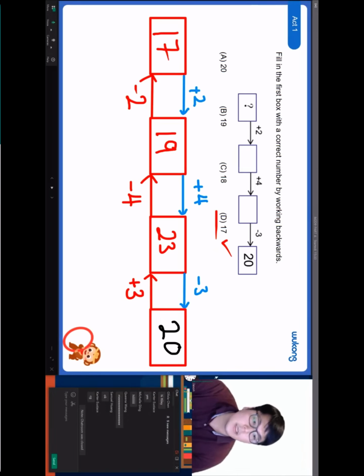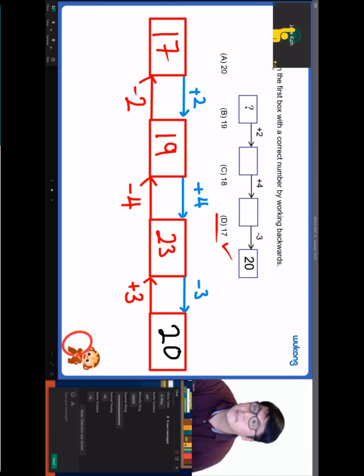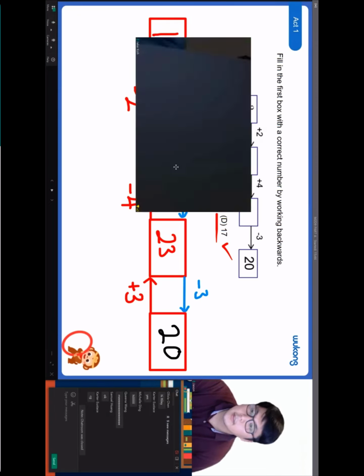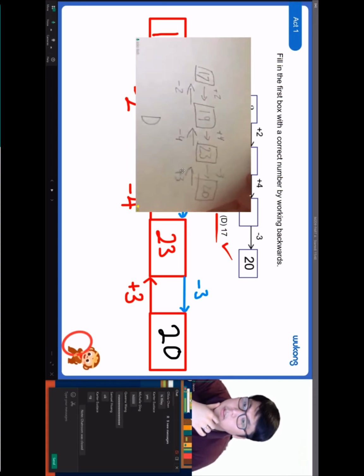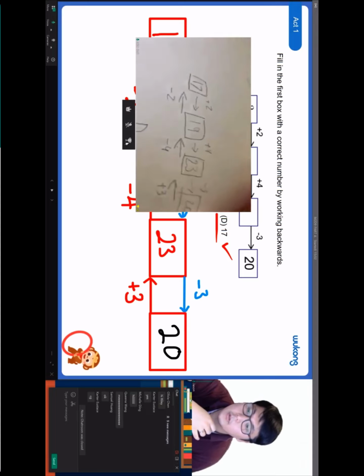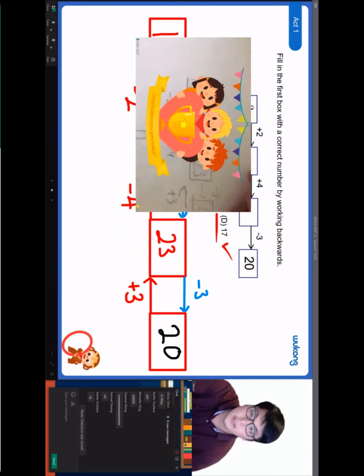Raise your hand if you want me to check your flowchart. Let's have Jake. Hello, Jake. Let's have a look. Oh, yes, the top arrow, yes, and the bottom arrow. Very good. And the answer is D. Wow, well done, Jake. Thank you so much for sharing.